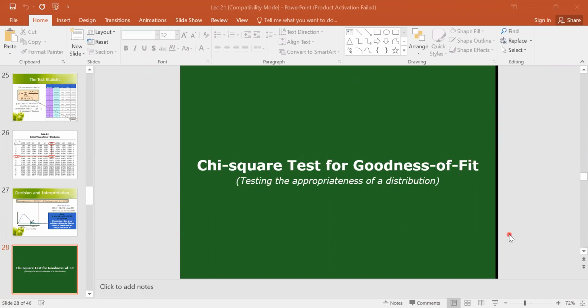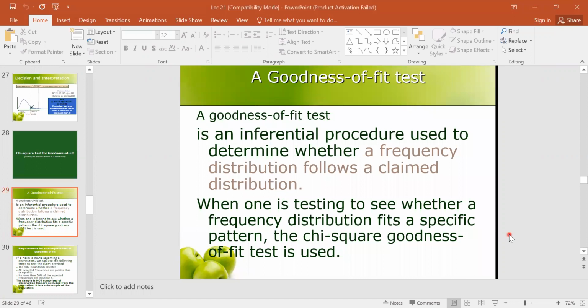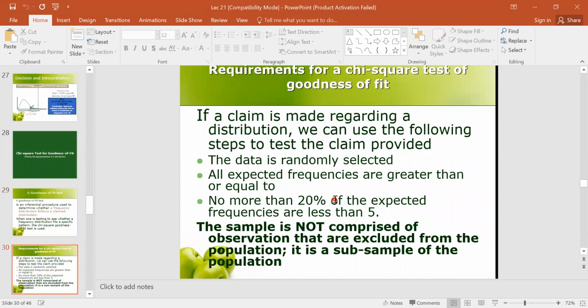In the chi-square test of goodness of fit, basically it is an inferential procedure which we use to determine whether a frequency distribution belongs to a claimed distribution. When one is testing to see whether a frequency distribution fits a specific pattern or not, we choose the goodness of fit test. So in the goodness of fit test, if a claim is made regarding a distribution, we can use the following steps to test the claim.